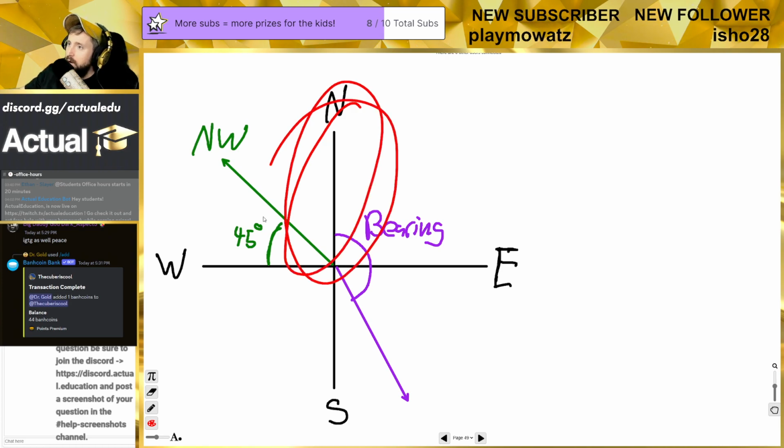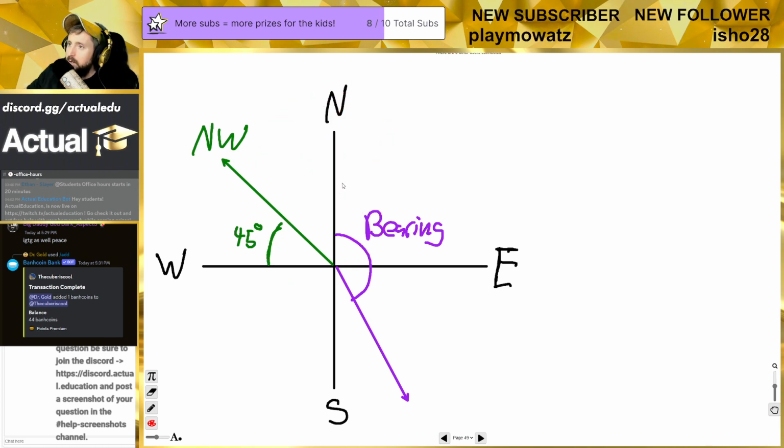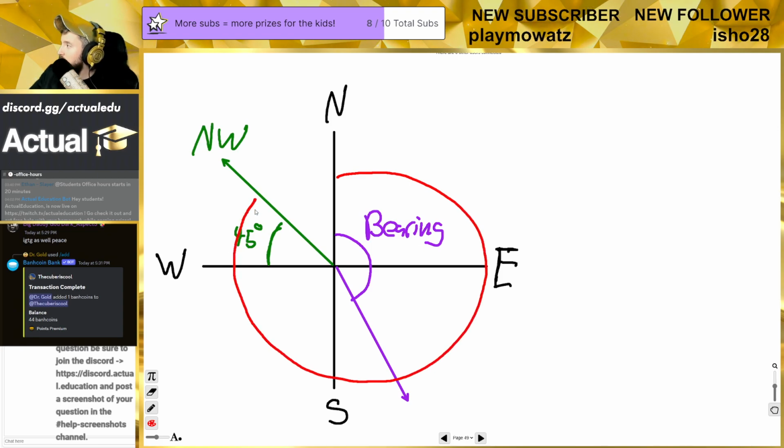Bearing is measured from here, Ethan, so I have to come all the way around like this. How much angle did I go through on the red here? Well, if you include the west, that's 270, and then if you add the 45, you get 315. Yes, 315 degrees.